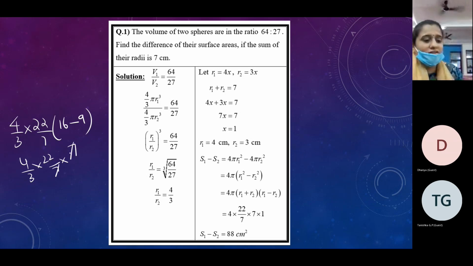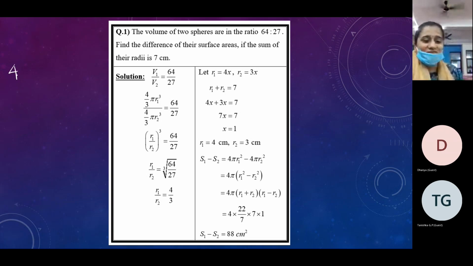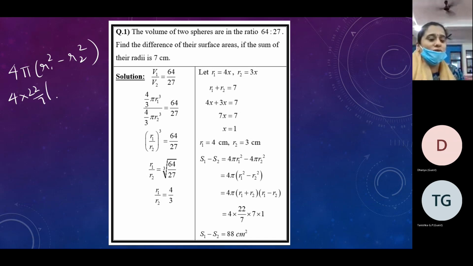What about this 3? We went wrong here. Oh, it's not 4 by 3, it's 4 pi R square. Sorry, I wrote 4 by 3. 4 pi, R1 square minus R2 square, right? So 4 into 22 by 7 into 16 minus 9. So 4 into 22 by 7 into 7. So 7 cancels and we get 88.